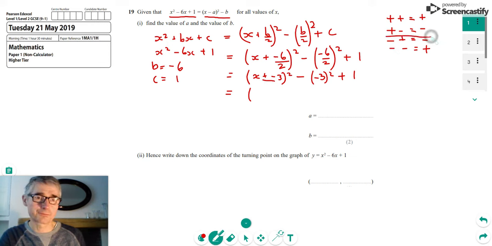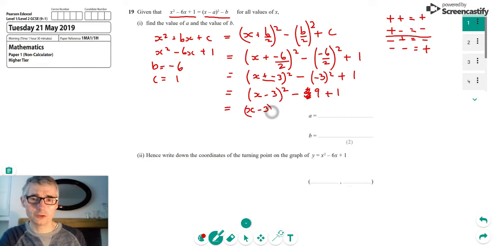So we say we've got x minus 3 squared, and then it's minus, and then if we square a negative number, we actually always get a positive outcome. So the bit in the brackets is positive, so we can just say 9, 3 squared being 9. So then plus the 1. So that will give us x minus 3 all squared, and then minus 9 plus 1 will give us minus 8.